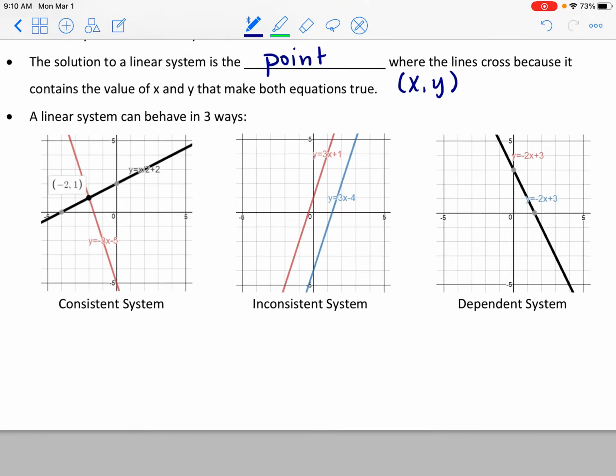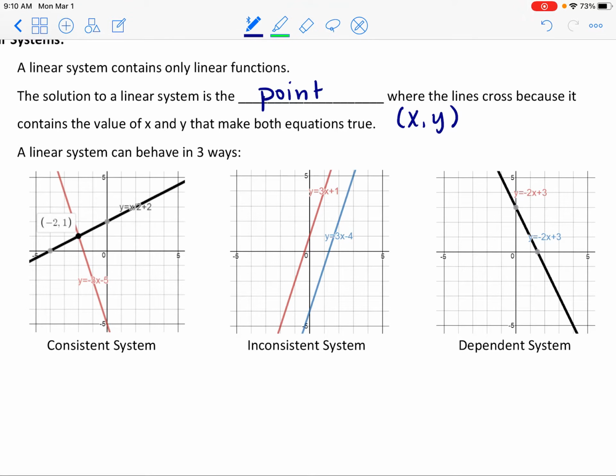And again, there are three behaviors for a system, and this is what it will look like if it's linear. Most of your linear systems are going to behave like this first one. If you graph two lines, they're going to cross at one point. And so this would be a consistent system with one distinct solution. So a consistent system has one solution, one point where the lines cross, and this example has one solution at (-2, 1).